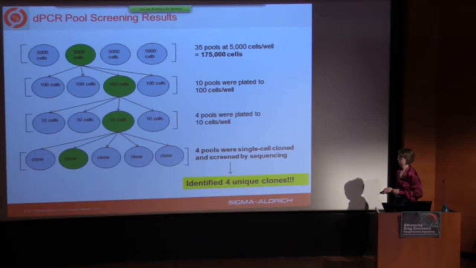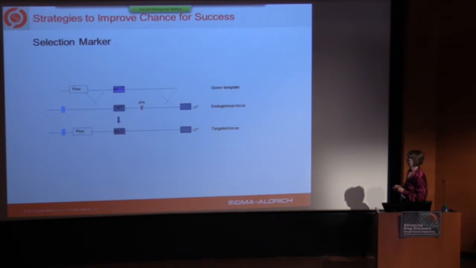As we moved down, we did a series of 3 steps of subpooling. And eventually we were able to find 4 unique clones out of what we started with, nearly 200,000. So that was very difficult and very rare to find. And how can we improve our chance for success? Well, one idea might be to introduce a selection marker. In some cases, this may not be desirable. We were able to find the clones without using that, but it is a possibility to increase the number.